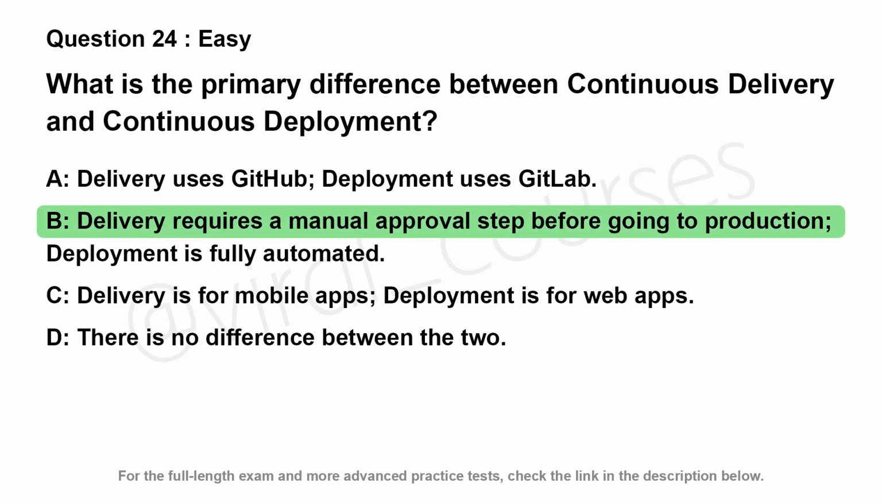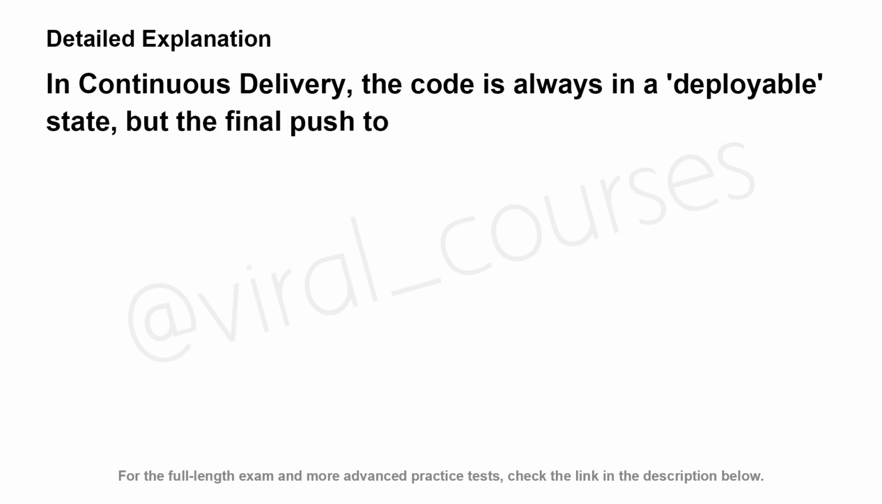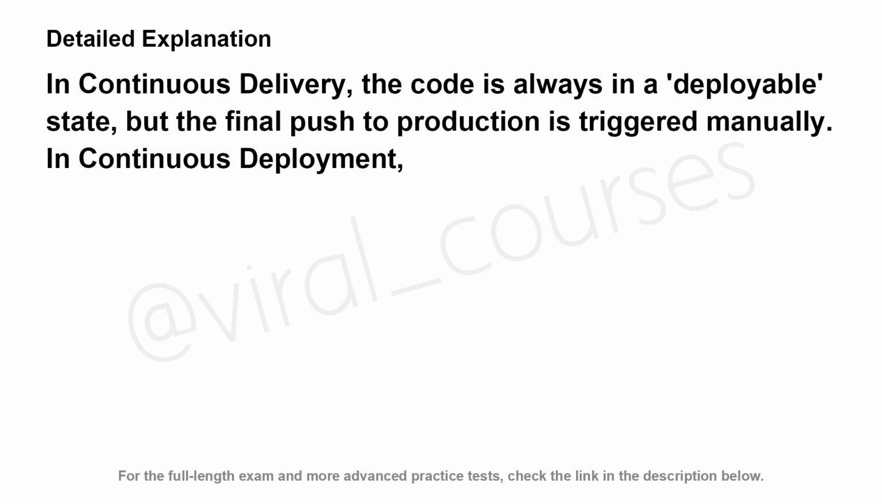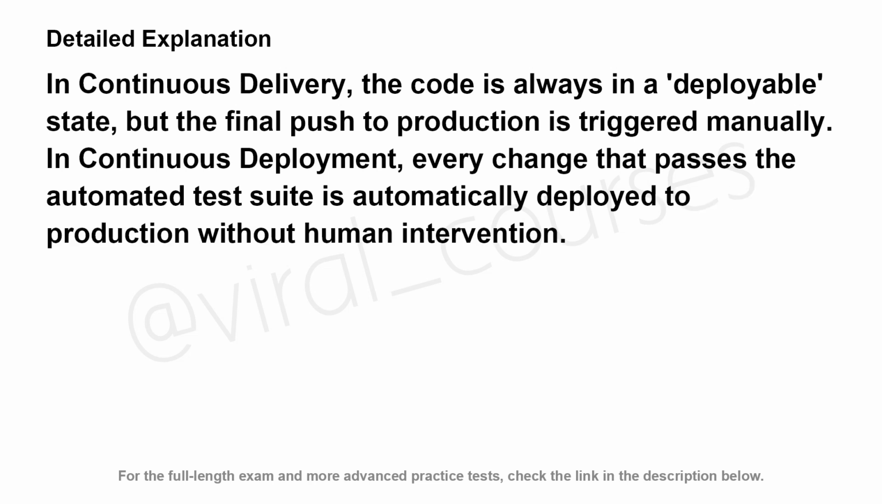The correct answer is B. In continuous delivery, the code is always in a deployable state, but the final push to production is triggered manually. In continuous deployment, every change that passes the automated test suite is automatically deployed to production without human intervention.